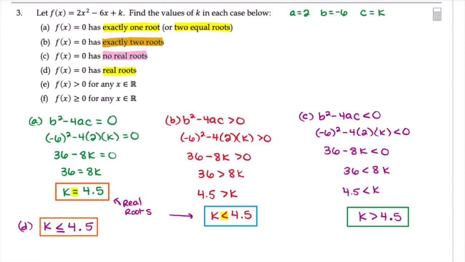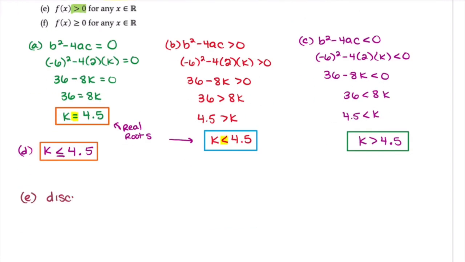For part E, we are dealing with f of x is greater than 0 for any x value that is an element of the reals. So for part E, all we're really doing is looking at the discriminant and just setting it greater than 0. And that would be our answer. For part F, pretty similar. We're going to be dealing with f of x is greater than or equal to 0 for any x value which is an element of the reals. We are going to be looking at the discriminant, setting it greater than or equal to 0.